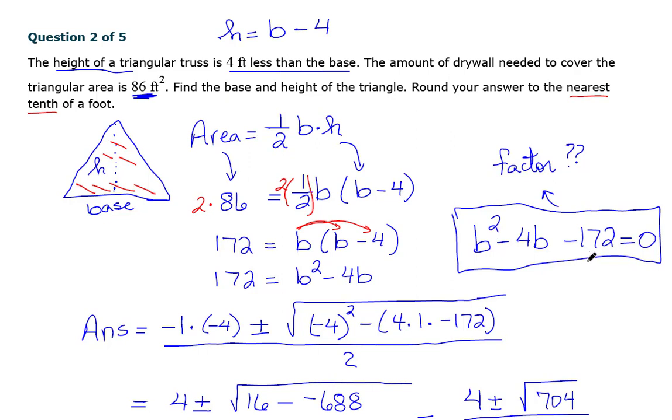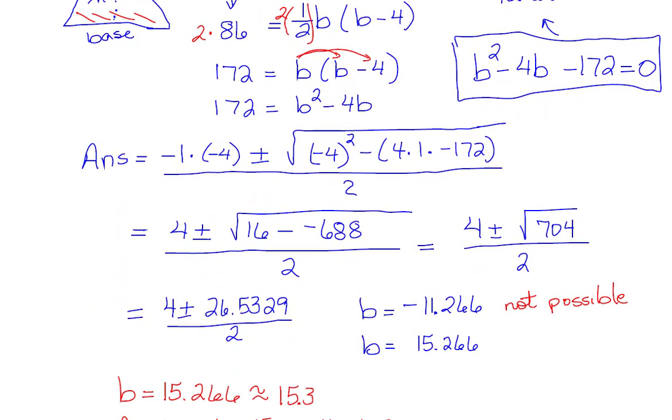Factorable? Nah, I don't think I want to even try to factor it with this big of a number. So I'm going to jump directly to the quadratic formula. Well, what do I need? I need the a, the b, and the c. So a is the thing in the front, 1. B, which is the number with its sign, is minus 4. And C, the number with its sign, is minus 172.